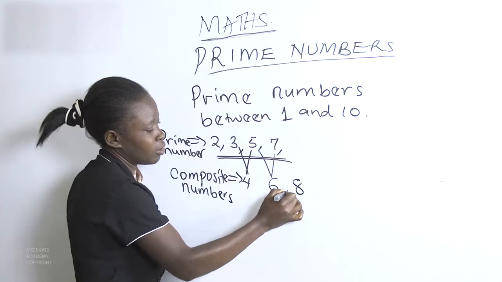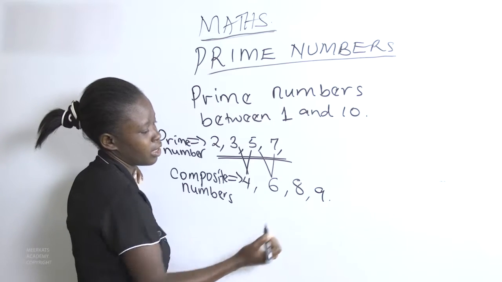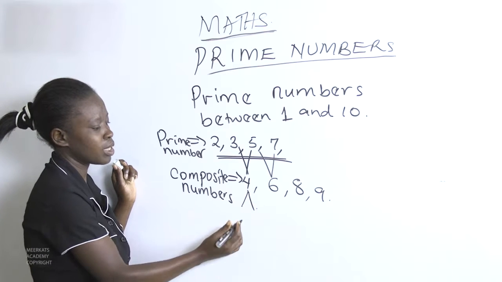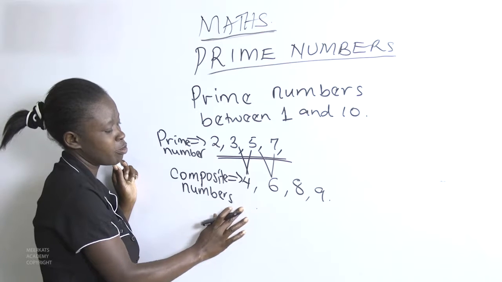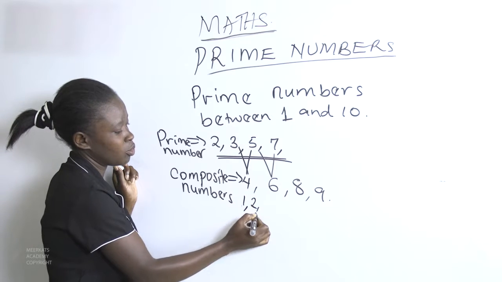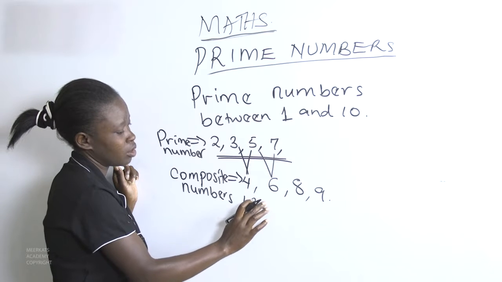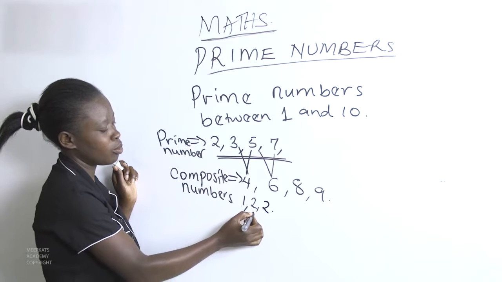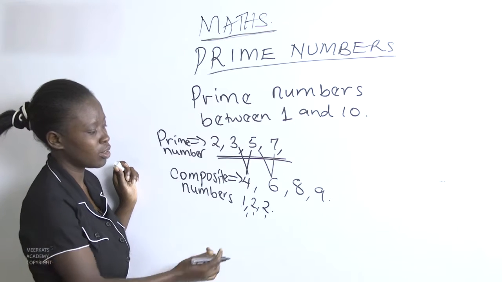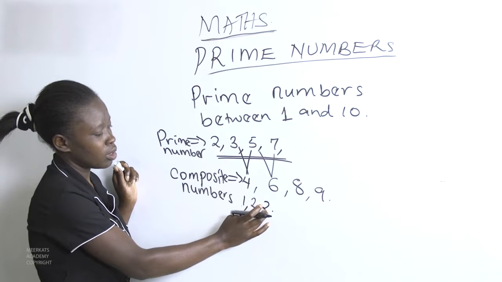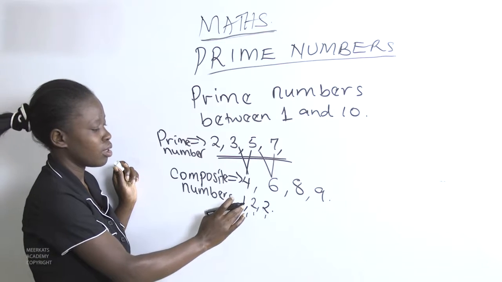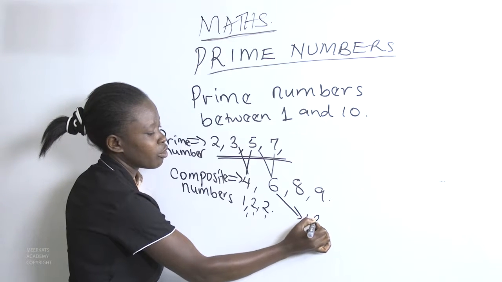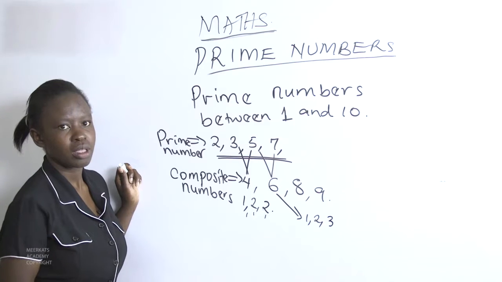We have 8 and 9. Why are we saying that these are composite numbers? We are finding the factors making up 4. The factors making up 4 are 1, 2, and 4 itself. So we have 3 factors. In 6, we have 1, 2, and 3.